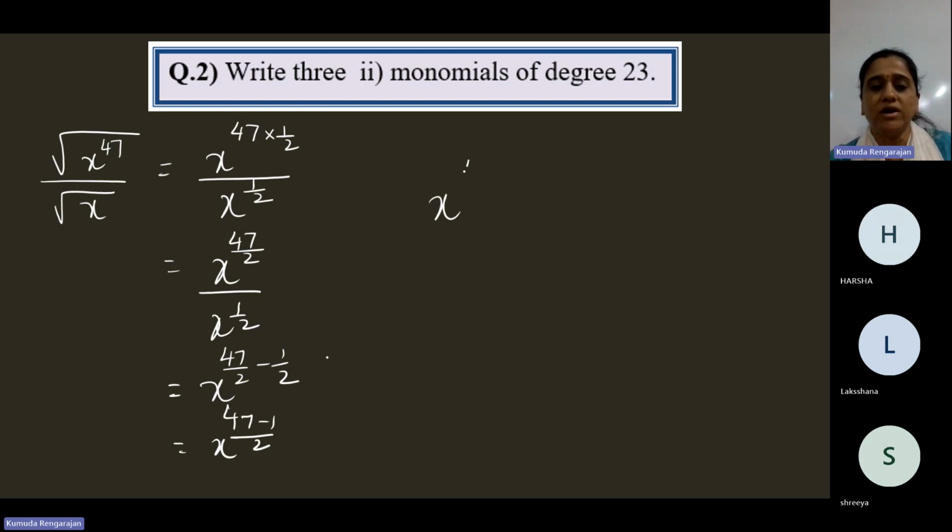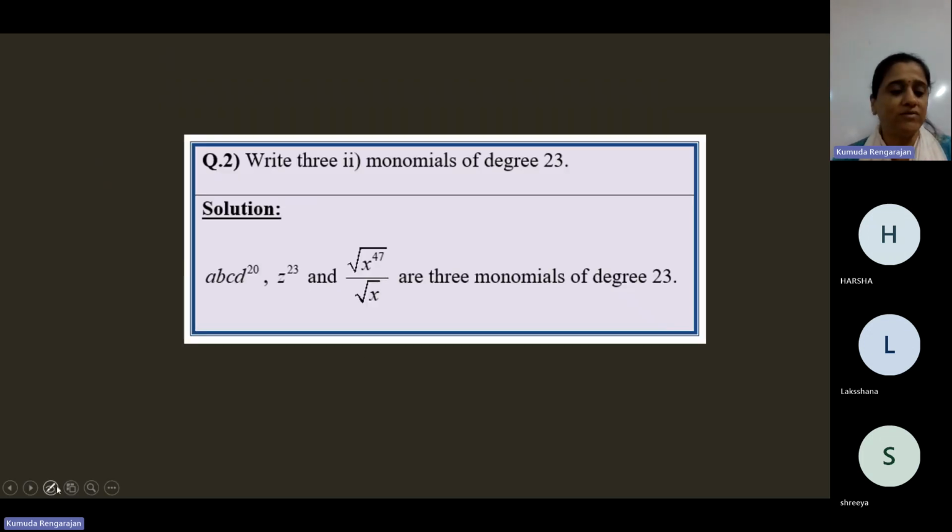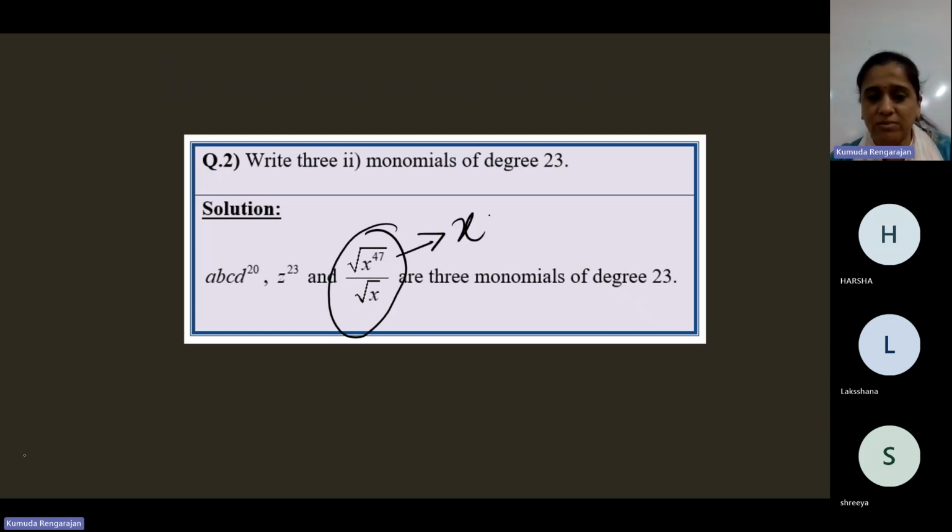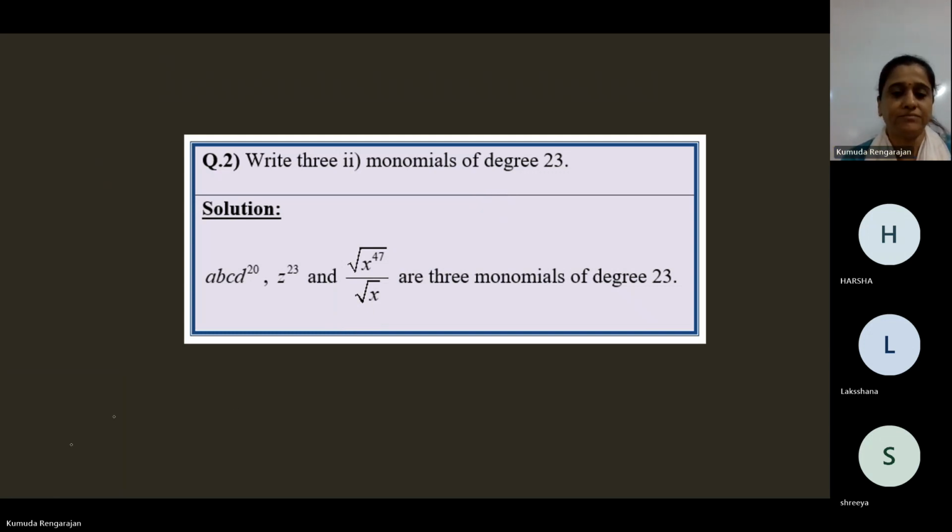So it's x to the power 46 by 2. What's 46 by 2? 23. So x to the power 23. So this one is nothing but x to the power 23. It looks so complicated, but the value of this one is the same as x to the power 23. So it is a monomial of degree 23. All right? Sure?